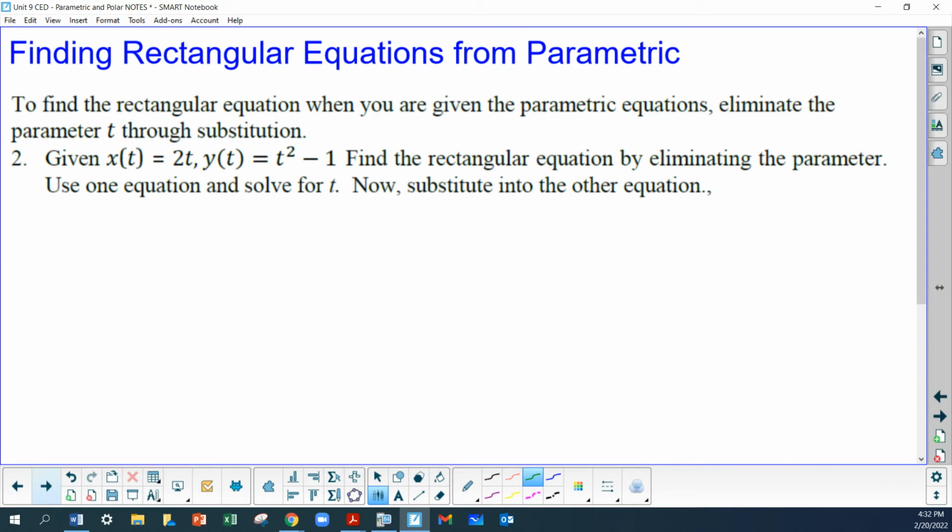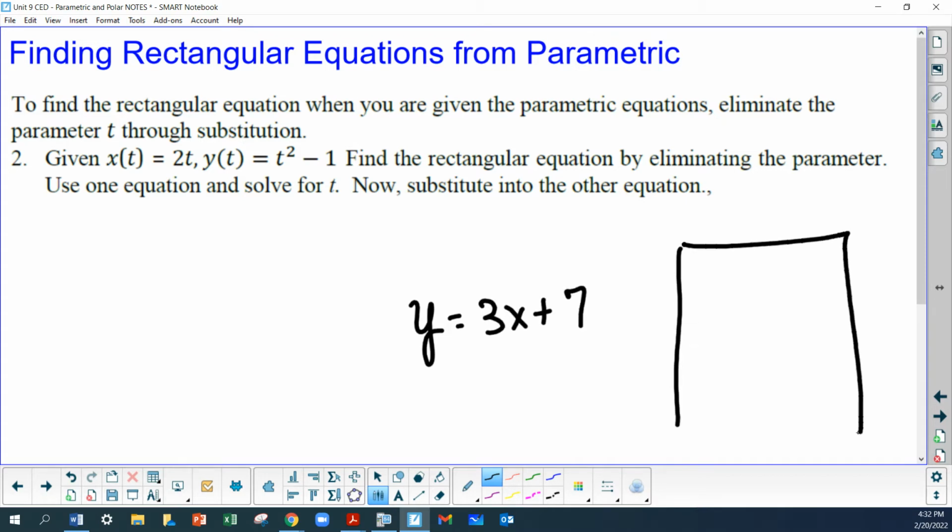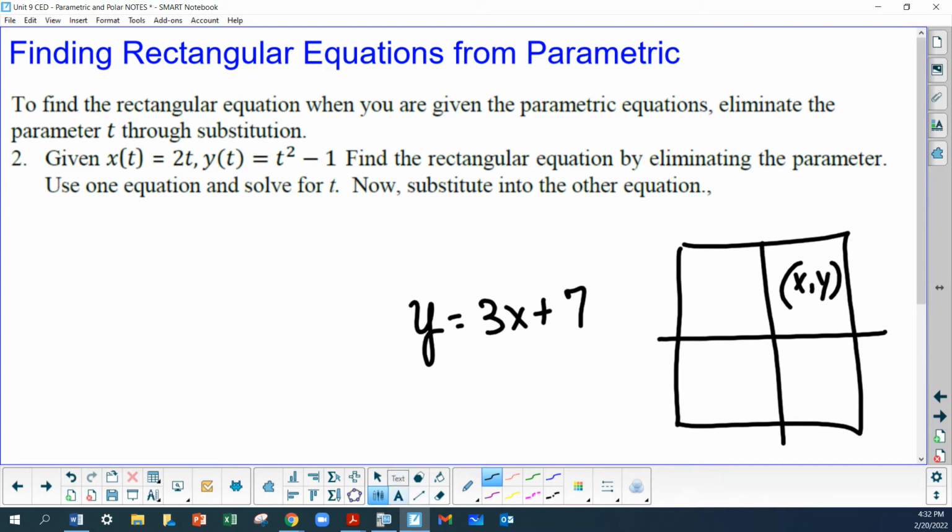Well, if we can work in parametrics, it might be a good idea that we can switch between parametric and rectangular equations. What are rectangular equations? The ones that you're normally used to. So normally we have like y equals 3x plus 7. That's a rectangular. It graphs out on the rectangular coordinate plane, doesn't it? Where we have x, y coordinate values. So those are known as the rectangular equations and a rectangular coordinate plane.